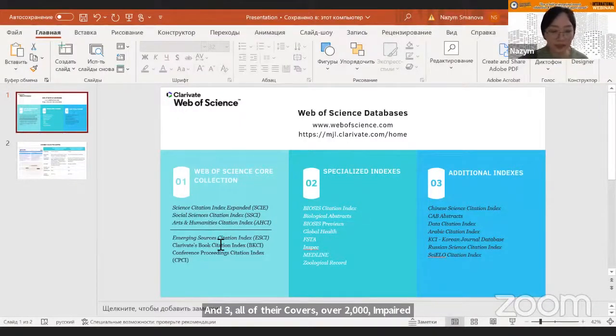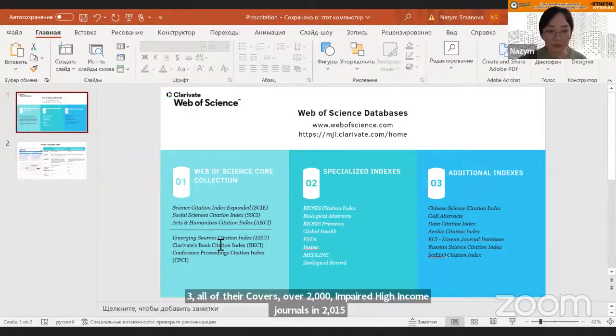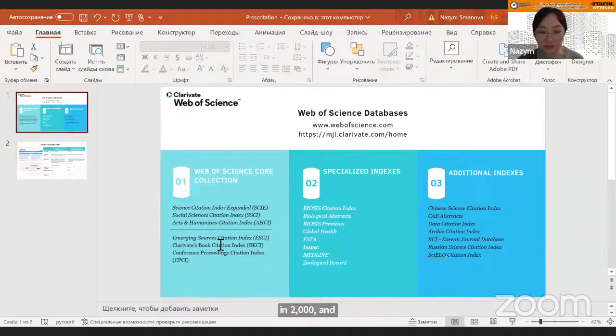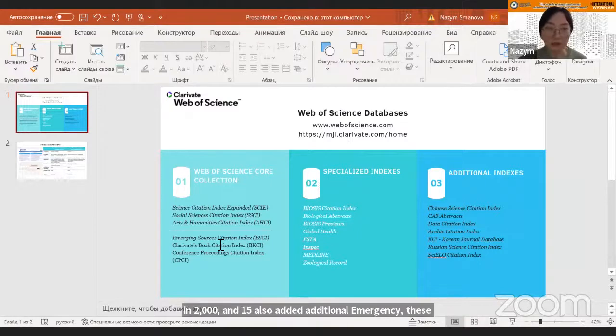In 2015, Web of Science also added the Emerging Sources Citation Index. These journals meet minimum standards of editorial quality, timeliness, and impact. And the Web of Science database also expanded to conference papers and books by creating the Book Citation Index and the Conference Proceedings Citation Index. And also there are specialized databases available on Web of Science.